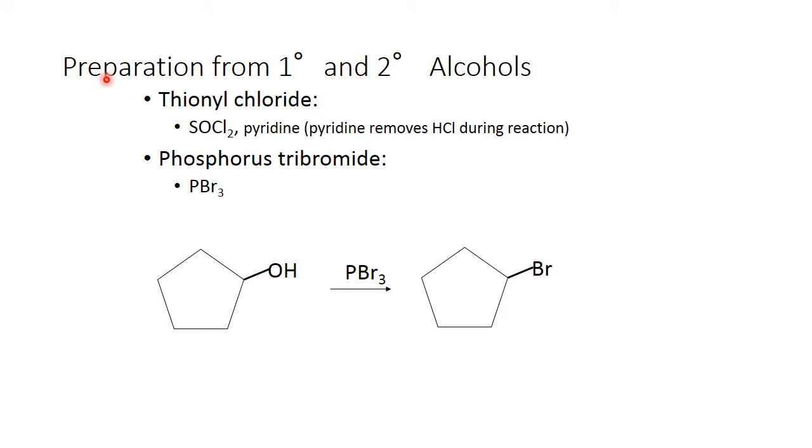To prepare halides from primary and secondary alcohols, what we do is we use thionyl chloride and pyridine. The pyridine is just a base. It's an organic base that removes hydrochloric acid that forms, or we use phosphorus tribromide. Here's an example. This is a secondary alcohol. It's called cyclopentanol. We treat cyclopentanol with phosphorus tribromide, and what do we get? We get the alcohol being replaced with a bromine.